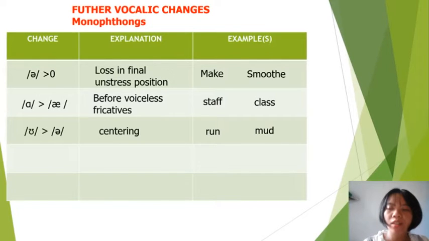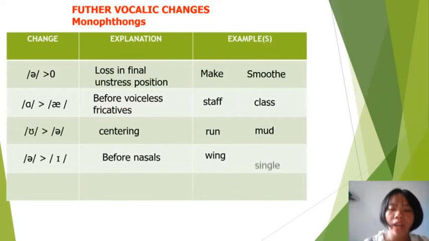The fourth monophthong change can be found before nasals, where the mid-low front vowel changes to a mid-high front vowel. We have examples like wing and single, where the vowels were lower before the change.